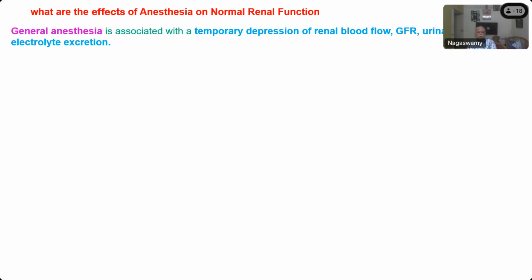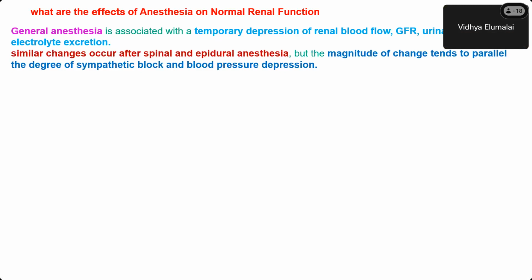And why does this depression happen? Because of sympathetic blockade and vasodilation, because it will alter the renal blood flow by affecting the vascular system perfusion. Similar changes can occur after spinal and epidural anesthesia, but the magnitude of changes tends to parallel the degree of sympathetic block and blood pressure depression.